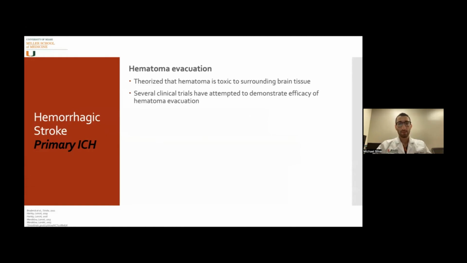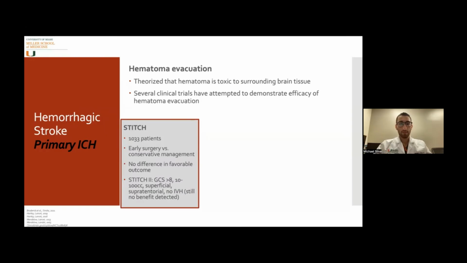So back to neurosurgical management of patients with primary ICH. Hematoma evacuation has been theorized as a possible benefit for these patients. The idea is that the hematoma itself is toxic and inflammatory to the surrounding brain tissue, and maybe removing the hematoma would improve patient outcomes, and several clinical trials have looked at this. I won't go into nitty-gritty detail, but it is important to know these trials and the time course of our management of these patients.